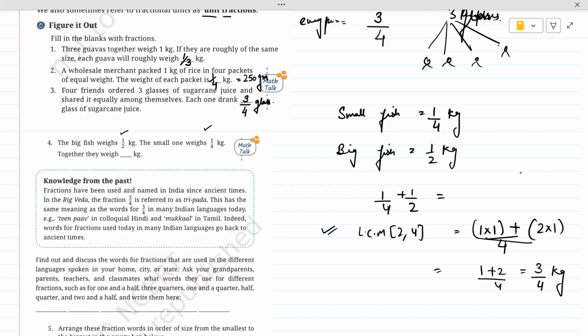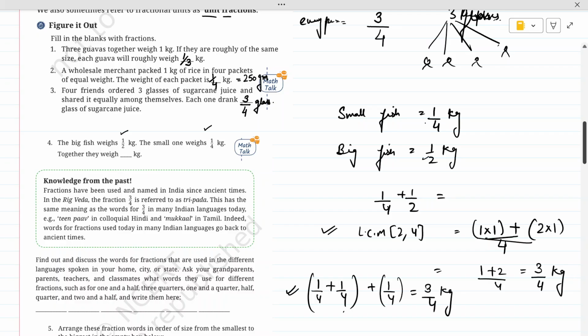Now, we can also do it in a very simpler way. Just we know that 1 by 4 is half of 1 by 2, right? So I can represent this half as 1 by 4 plus 1 by 4. I can write this 1 by 2 as 1 by 4 plus 1 by 4. To this, we are adding the small fish weight also. So together they will make 3 by 4. This is another method you can use.